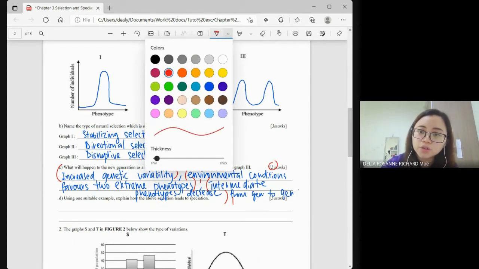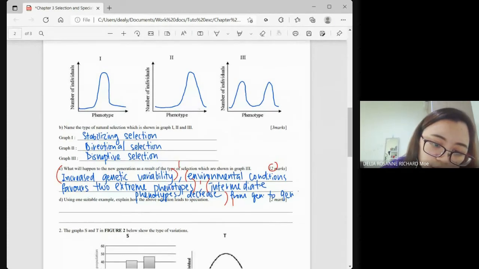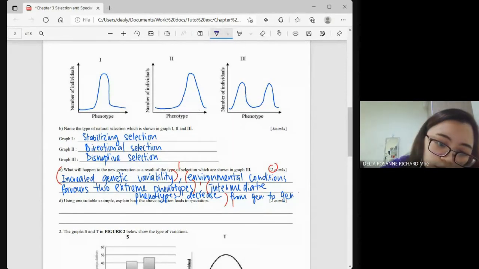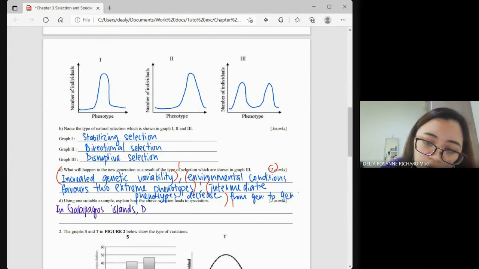So here, if I use the example of Darwin's finches, saya terus bagi contoh dia lah. In Galapagos Islands, Darwin's finches, or the birds there, have different beak sizes.